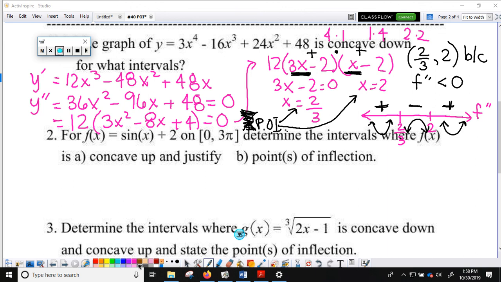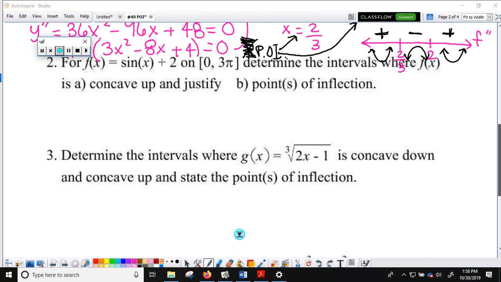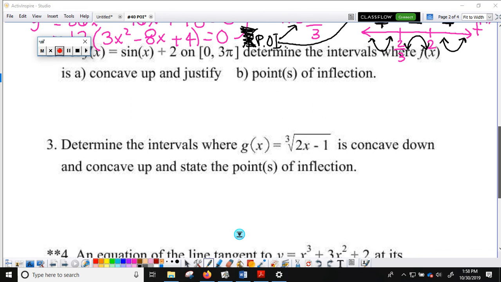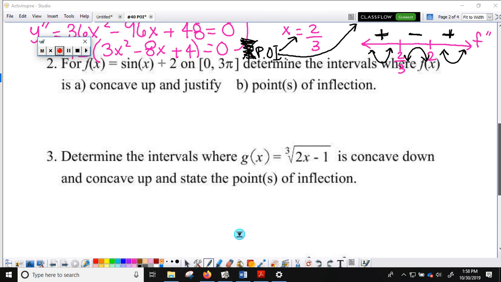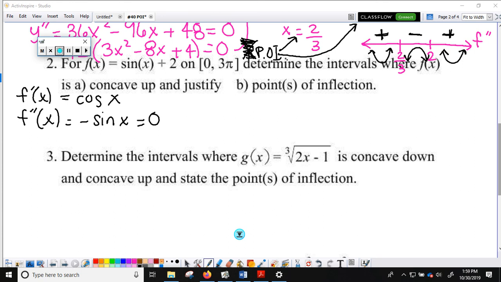Okay, let's do example 2. First, we identify that they're wanting us to talk about concavity and points of inflection in the answer. So we're going to need our second derivative. Starting with f prime of x, we get cosine x. Our second derivative is going to be negative sine x. Set the second derivative equal to 0, and we're going to find our possible points of inflection.